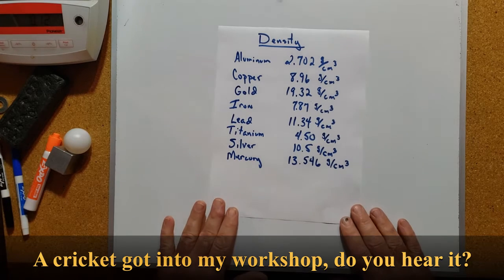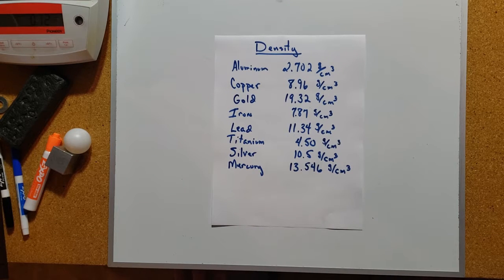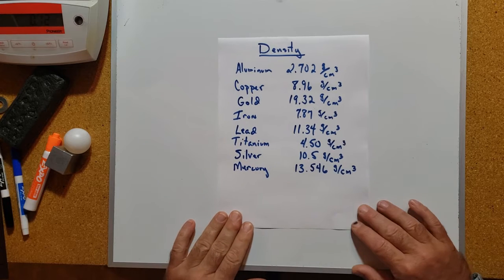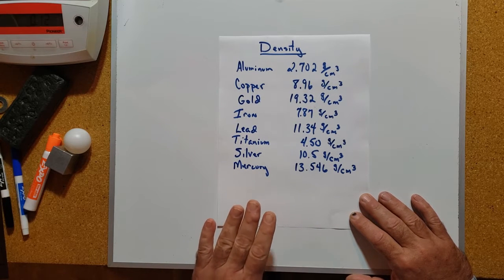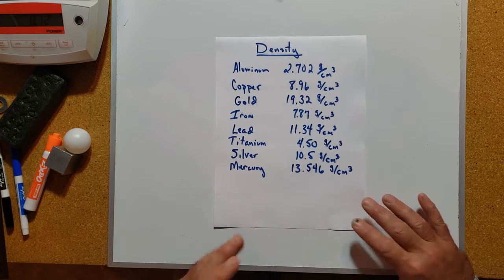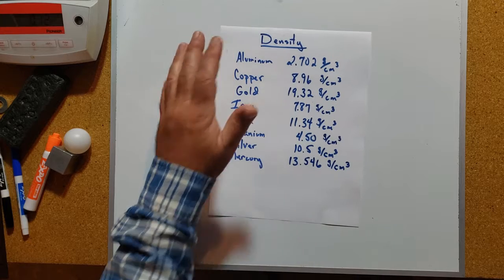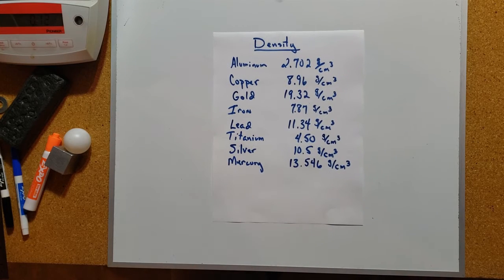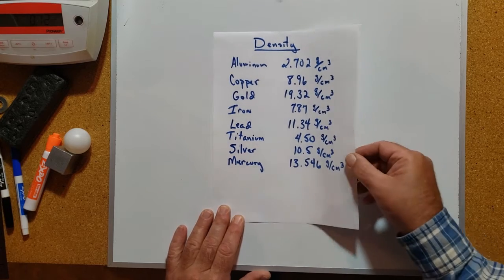Hi class, what we're going to do today is a sort of reverse calculation, using density as a formula. We are going to be supplying the densities to you, and here's a list of 1, 2, 3, 4, 5, 6, 7, 8 common metals. I just looked these up on the internet, and I'm putting these off to the side real quick.